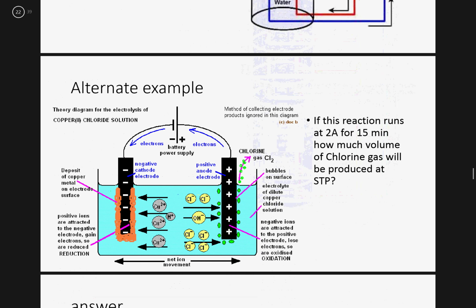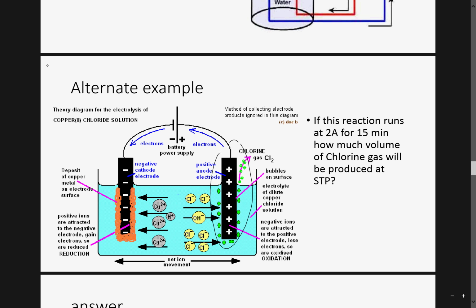Here's another picture of it. I like this picture specifically. It shows even the spectator ions, hydroxides. Everything negative is going towards this particular positive electrode, and then electrons flow in this direction. So electrons flow from the anode to the cathode. That's very important. In this case, chlorine is being produced here, chlorine gas.